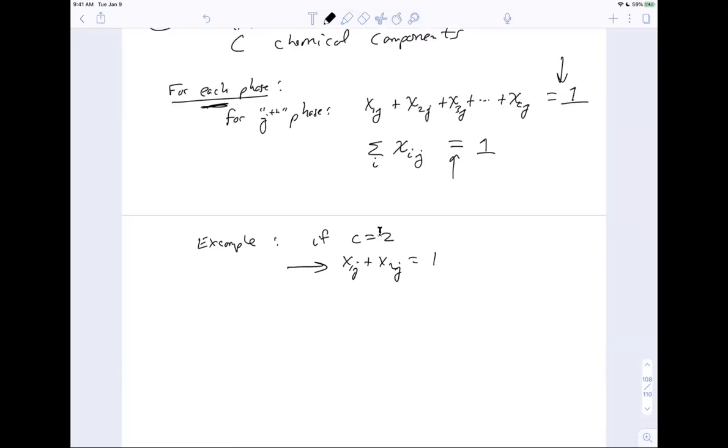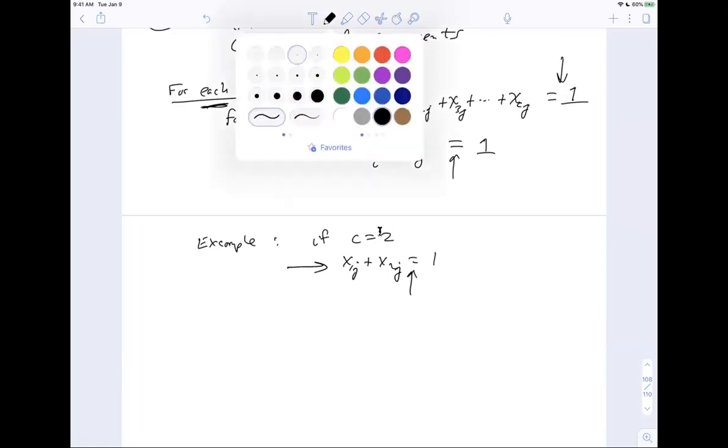So for each phase, I'm going to have one constraint. And that one constraint, one equal sign, is the fact that the sum of all the mole fractions in each phase has to equal 1. Because I have one equal sign for each phase, I have pi constraints that arise from mole fractions. Was that clear?